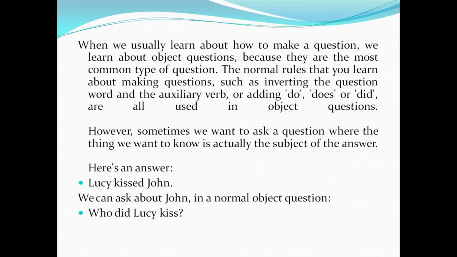When we usually learn about how to make a question, we learn about object questions because they are the most common type of question. The normal rules that you learn about making questions, such as inverting the question word and the auxiliary verb, or adding do, does, or did, are all used in the object question. However, sometimes we want to ask a question where the thing we want to know is actually the subject of the answer.